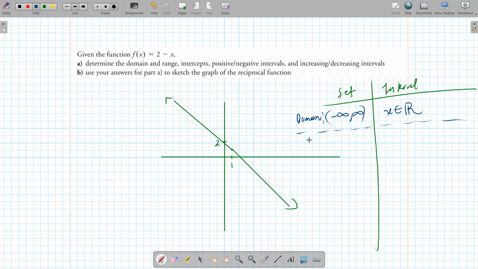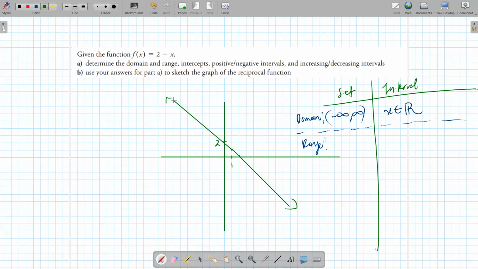Range. Range means the possible y values. Are there any restrictions on the range for this function? Range means the y value, okay? Can y be 0? It is passing through the x-axis, so y can definitely be 0. Is there any break in the graph? That's what gives you the range.